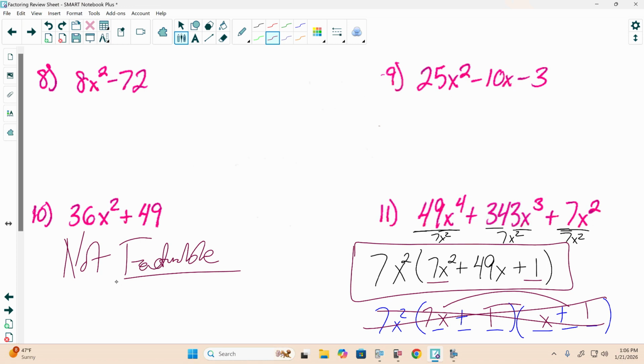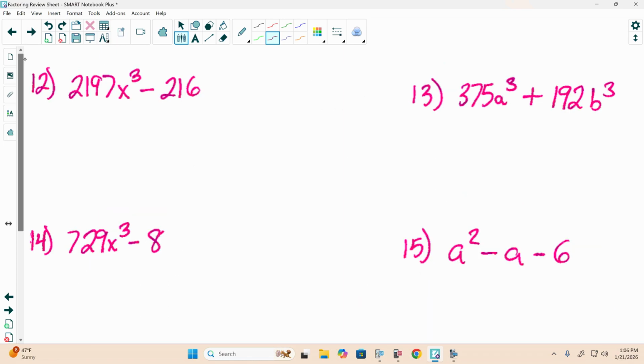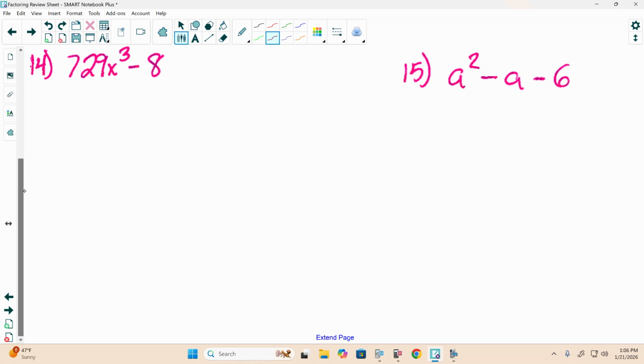Questions on 12 through 15. 12, 13, 14, 15. One of those you want to look at. A squared minus a minus 6. So here we're going to go through our normal factoring steps because we have 3 terms. Is there a greatest common factor between these 3 terms? No.